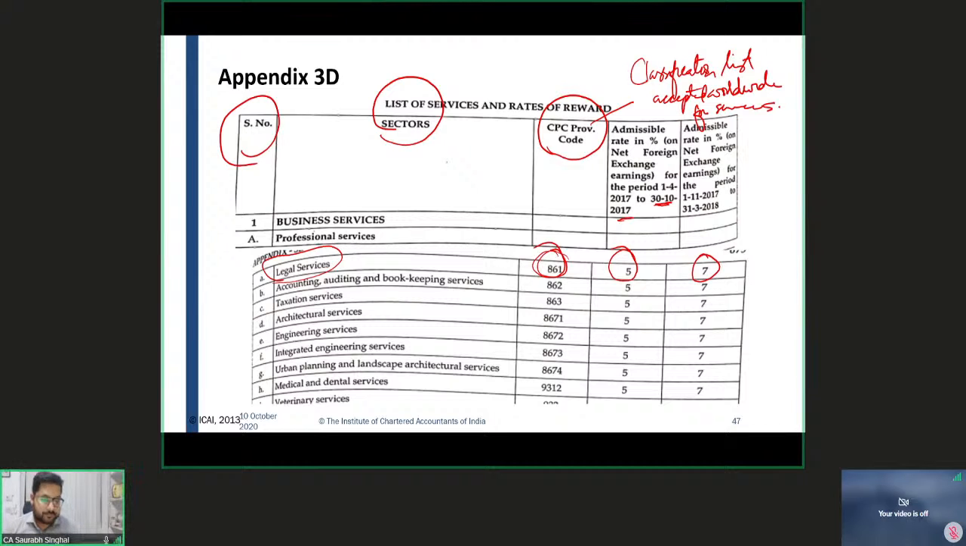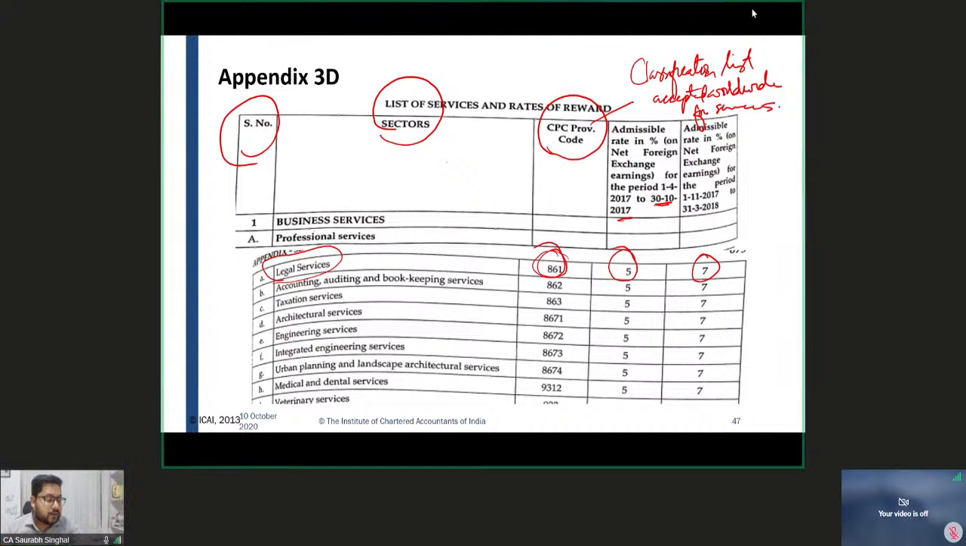So this is the calculation of SEIS rewards. Now, in addition to Appendix 3D, I was also mentioning Appendix 3E. What is Appendix 3E?